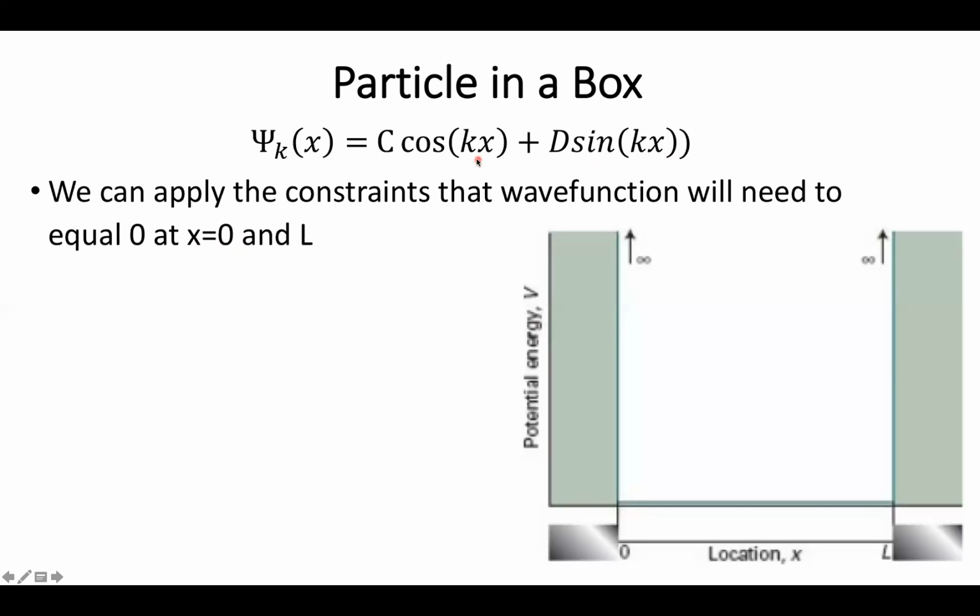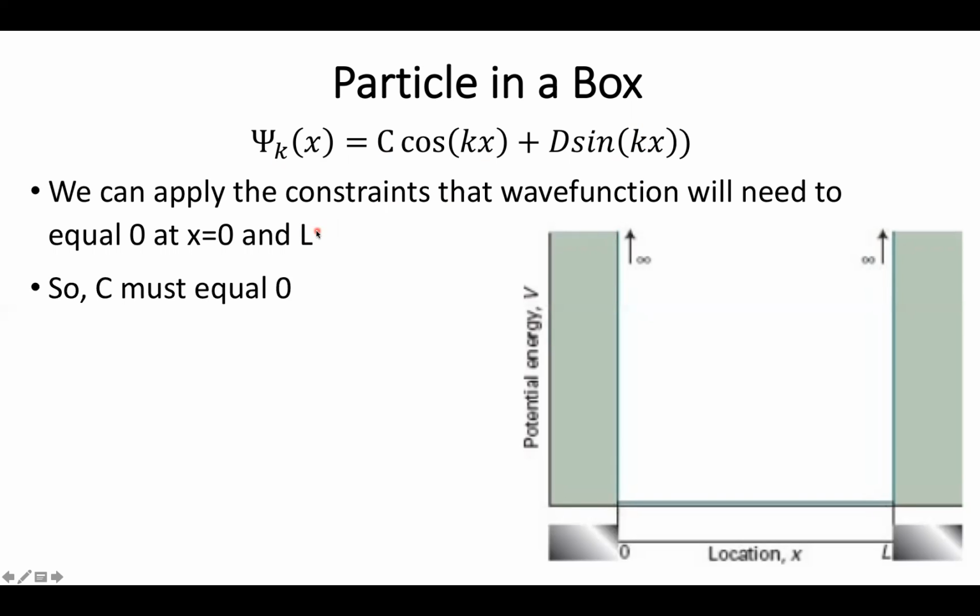However, on this side, I'm left with cosine of 0, which is 1. So it turns out there's only one way to get a wave function of 0. C has to equal 0. So that means that all I'm going to be left with is my psi has to equal d sine kx. Now I have to figure out what's going to be my value of k.